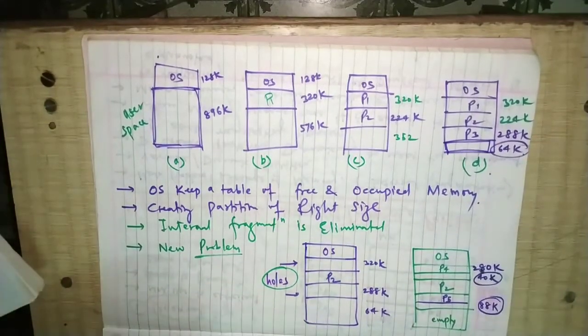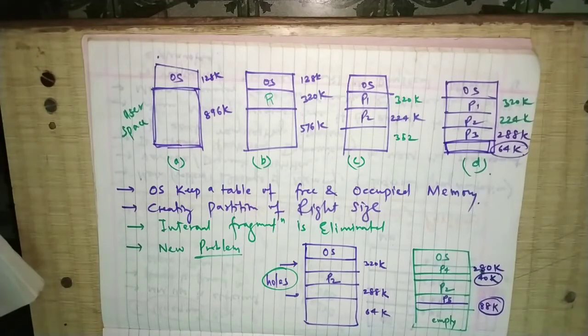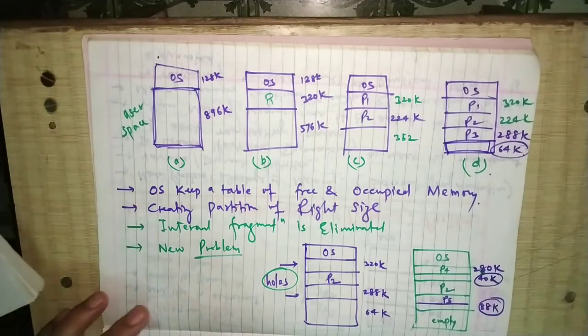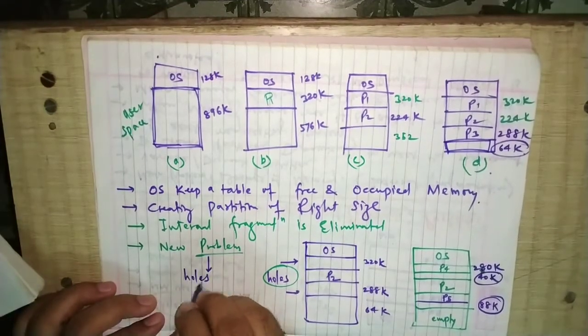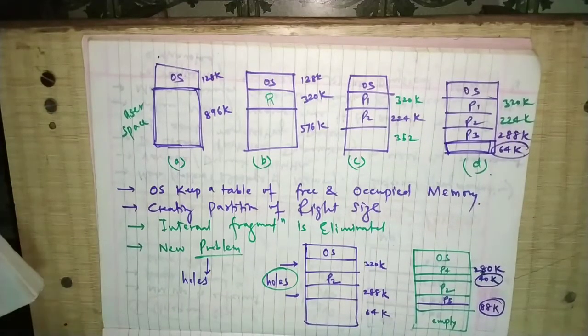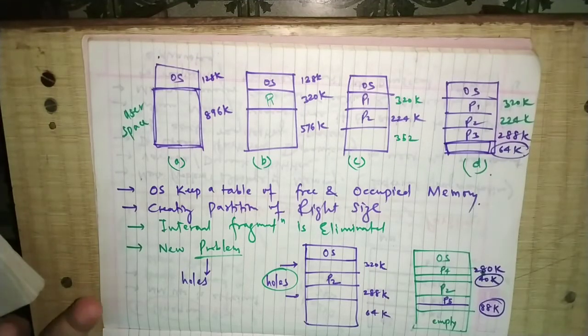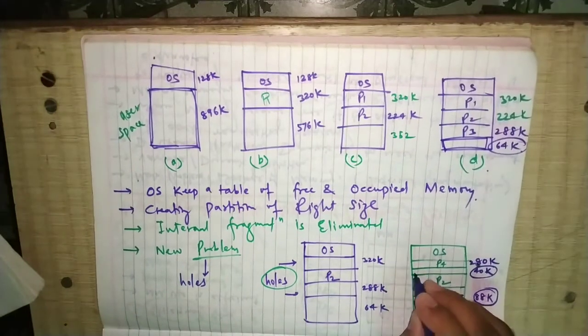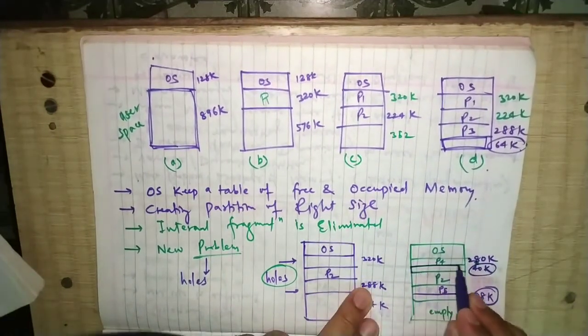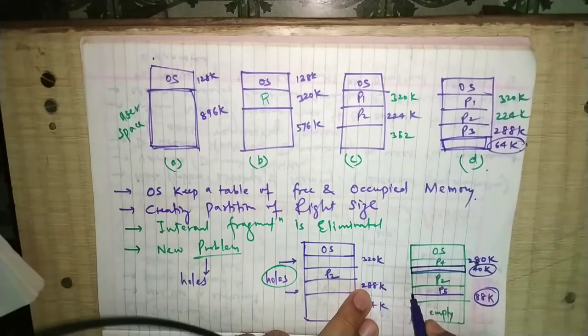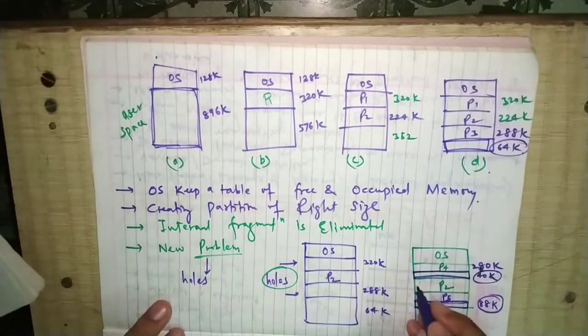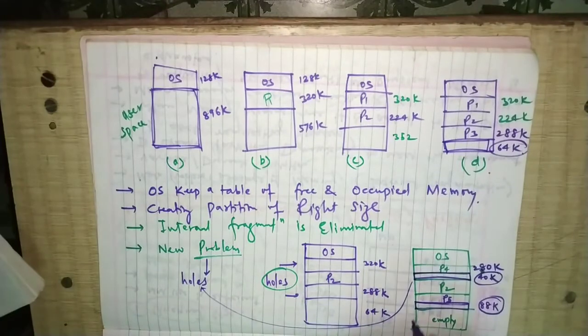So this is the new problem in the variable partitioning scheme. Are you getting my point? What are these called? These are called holes. After allocation of the new upcoming processes, the remaining memory which is over here, you can see this is a hole and this is a hole. So this can be called a hole.